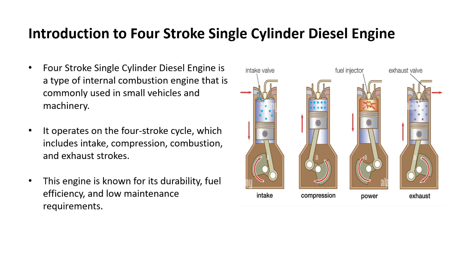So let's have an introduction to the 4-stroke single cylinder diesel engine. A 4-stroke single cylinder diesel engine is a type of internal combustion engine commonly used in small vehicles and machinery. It operates on a 4-stroke cycle, which includes intake, compression, combustion and exhaust strokes. This engine is known for its durability, fuel efficiency and low maintenance.